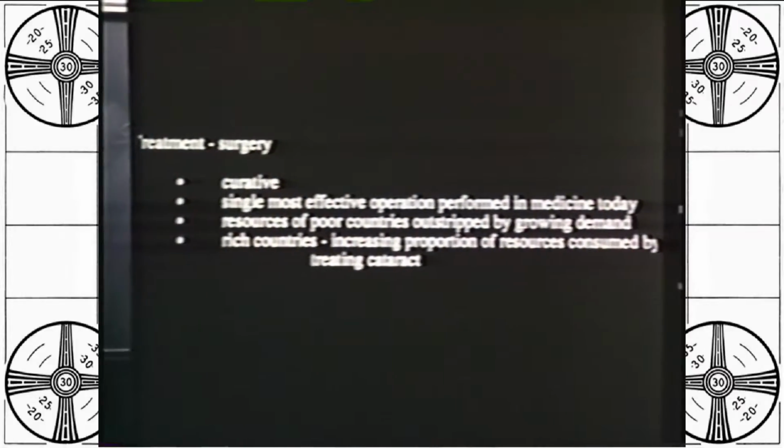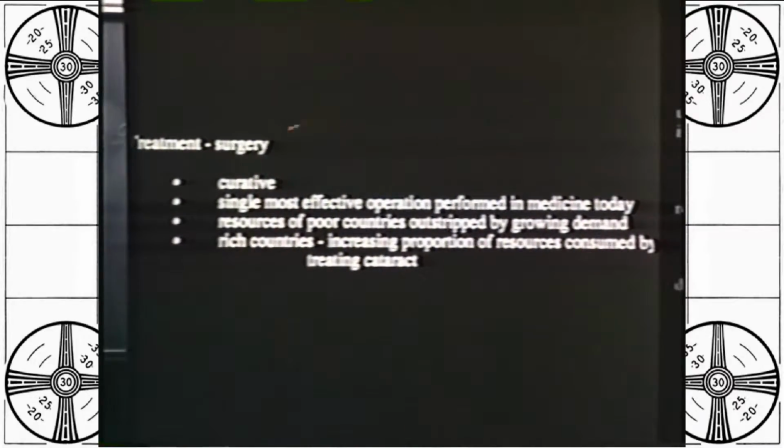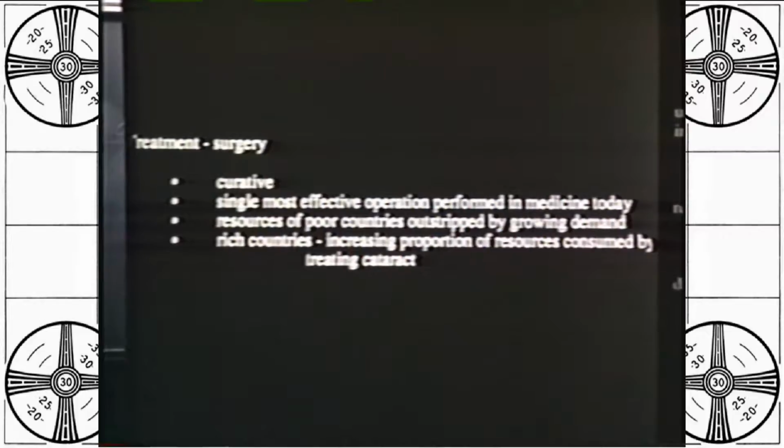Fortunately, treatment exists, and treatment is curative. Cataract surgery is the single most effective operation performed in medicine today. The problem is that poor countries have their resources outstripped by the demand for cataract surgery. There just aren't enough supplies, physicians, or money to go around to take care of these patients. Rich countries, such as ours, have an increasing proportion of our resources consumed by treating cataract.